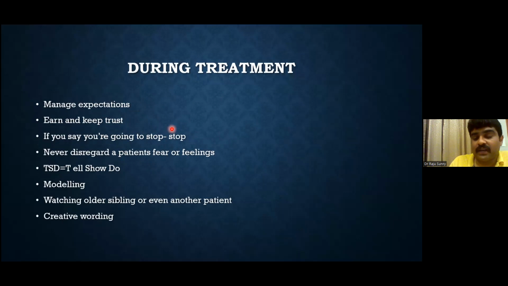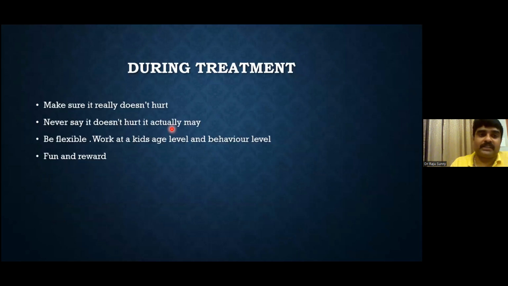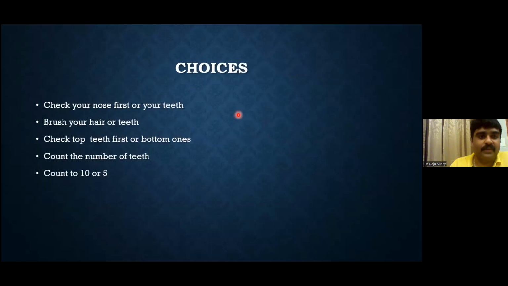Sometimes you need to do tell-show-do, sometimes the modeling technique. Sometimes creative wording. The wording should be so creative that it does not cause pain for the patient. So these are the things. You should be a little flexible. You should not hurt the child. You should give more fun and rewards.